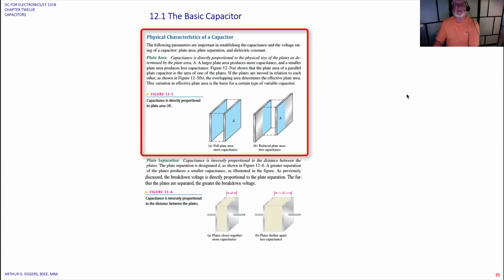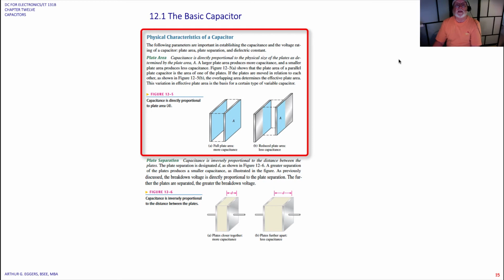Physical characteristics of a capacitor. You can see by the diagrams below in 12.5. The parameters are important in establishing the capacitance and the voltage rating of a capacitor: plate area, plate separation, and the dielectric constant. So any of these three is going to change the characteristics or the capacitance.